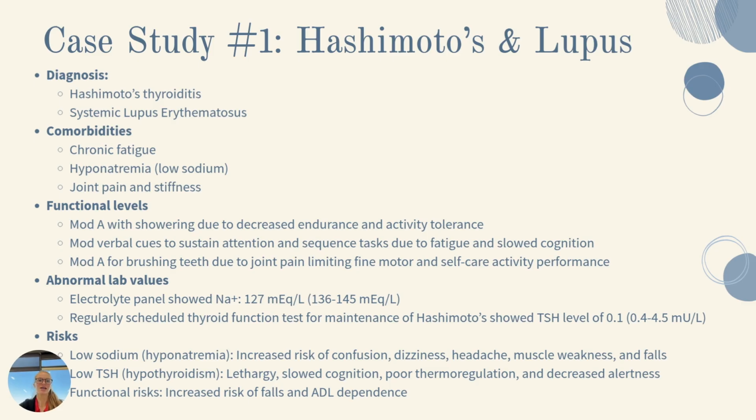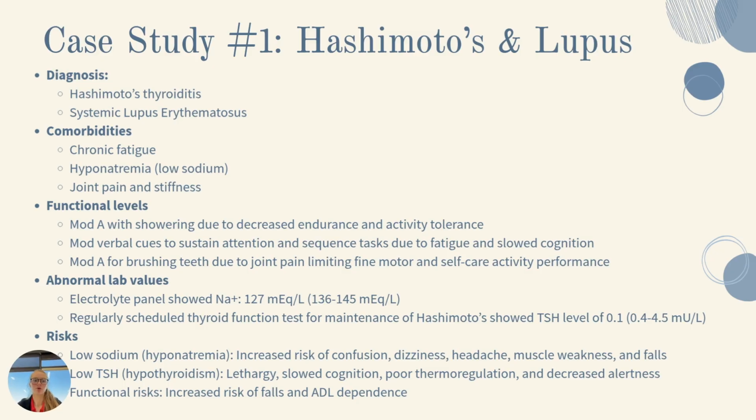So, our first case study, this individual has Hashimoto's and lupus. Some comorbidities with these conditions are chronic fatigue, hyponatremia, which is low sodium, and joint pain and stiffness. This person requires moderate assistance with showering due to decreased endurance and activity tolerance. Moderate verbal cues are required to sustain attention and sequence tasks due to fatigue and slowed cognition, and moderate assistance for brushing teeth due to joint pain, which limits their ability to do fine motor tasks and perform self-care activities.